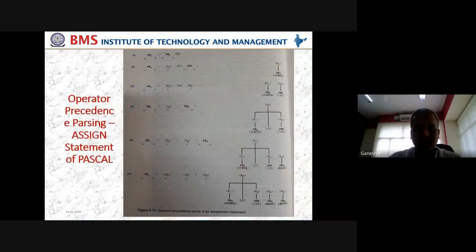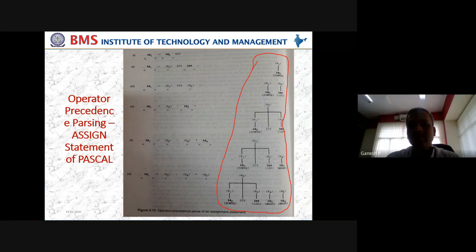In that case, you cannot write this left-hand part, because these values are not known to us. But what you can do, you can construct the tree like this. The only thing is, you should know if it is operator precedence parsing, it is bottom up. If it is shift reduce parsing, it is bottom up. If it is recursive descent parsing, it is top down. The differentiation, if you know, we can construct the tree properly.